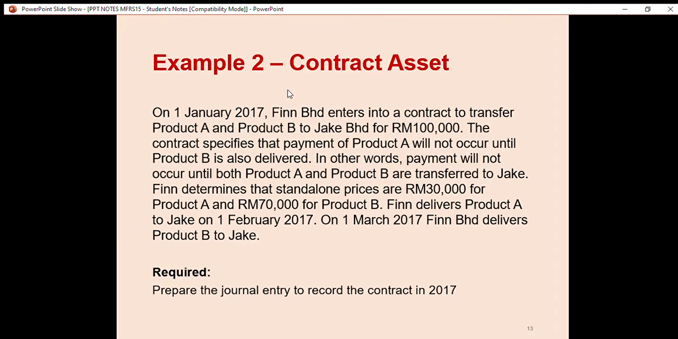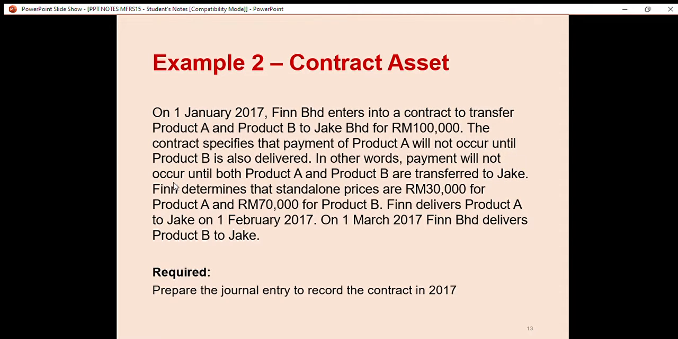On 1st January 2017, Finn Berhad enters into a contract to transfer product A and product B to Jake Berhad for 100,000. In this contract, the seller is supposed to deliver two types of products, product A and product B, to its customer Jake Berhad. The contract specifies that payment of product A will not occur until product B is also delivered. In other words, payment will not occur until both product A and product B are transferred to Jake.